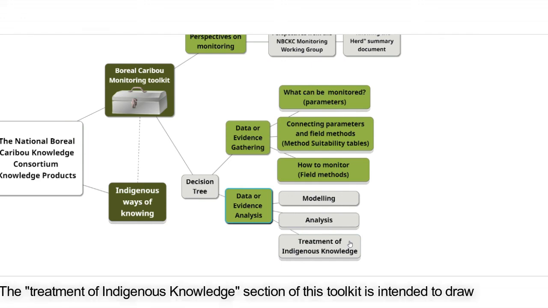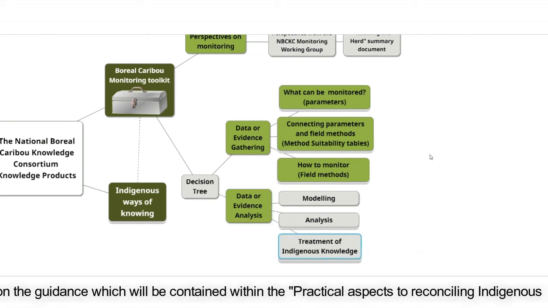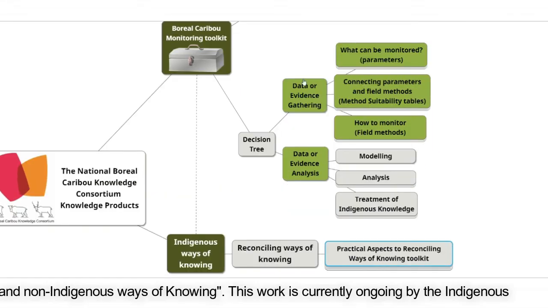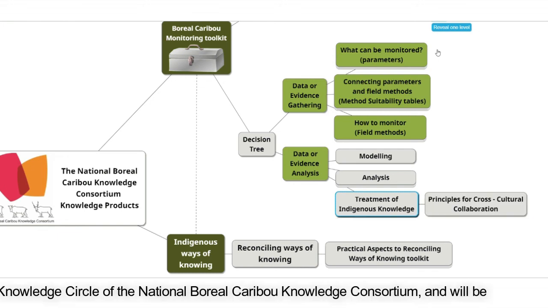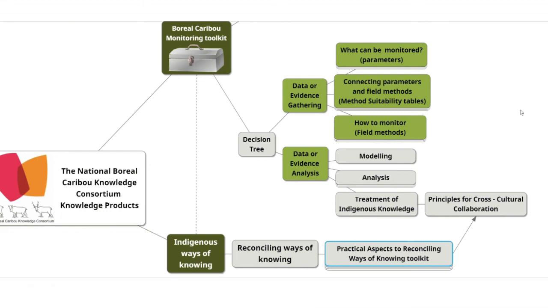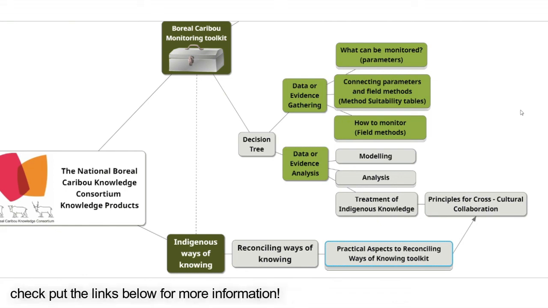The treatment of Indigenous knowledge section of this toolkit is intended to draw on the guidance which will be contained within the practical aspects to reconciling Indigenous and non-Indigenous ways of knowing. This work is currently ongoing by the Indigenous Knowledge Circle of the National Boreal Caribou Knowledge Consortium and will be incorporated into the toolkit as soon as it is available. Now that you've been introduced to the different parts of the toolkit, check out the links below for more information.